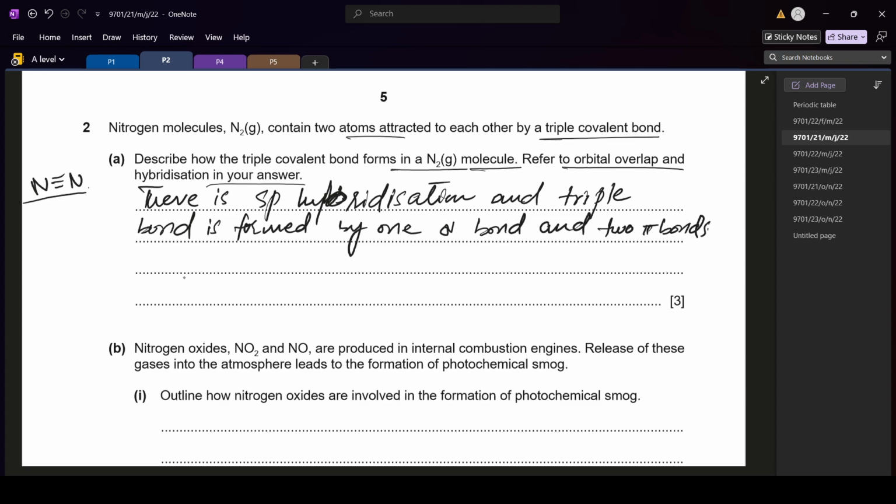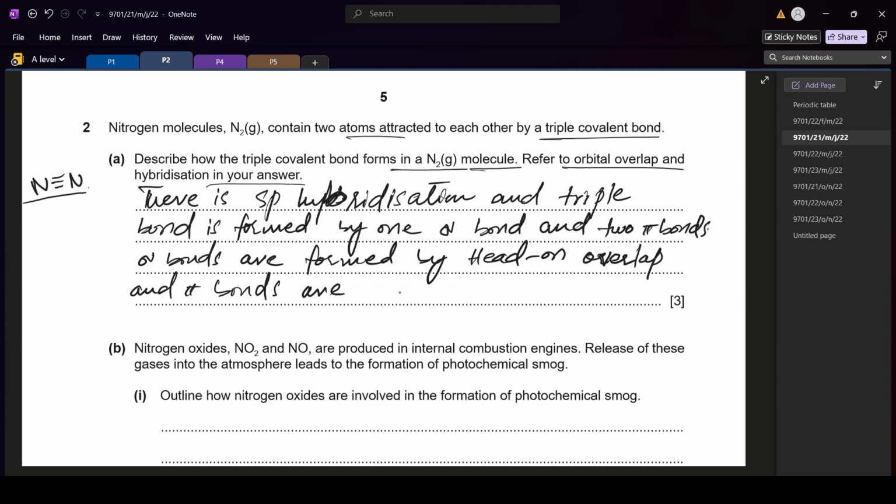Sigma bonds are formed by head-to-head overlap of orbitals, and pi bonds are formed by sideways overlap. Okay, sigma bonds are formed by head-on overlap, and pi bonds are formed by sideways overlap.